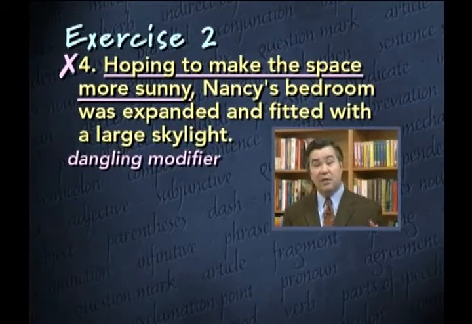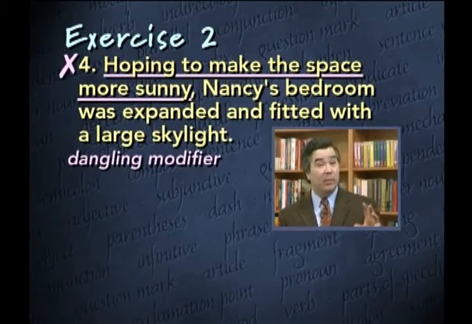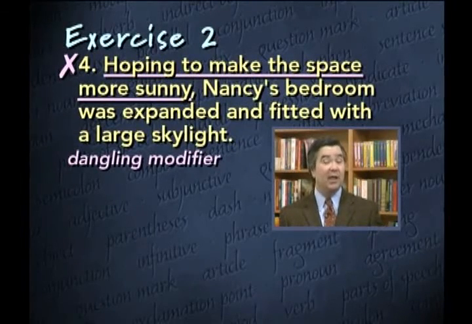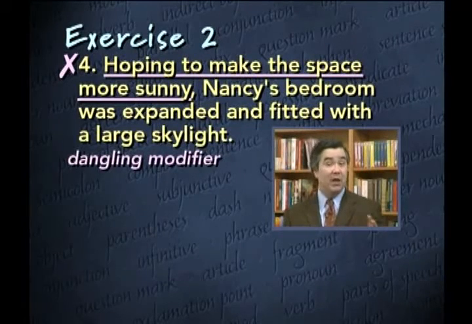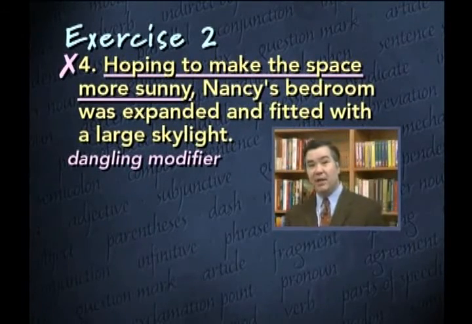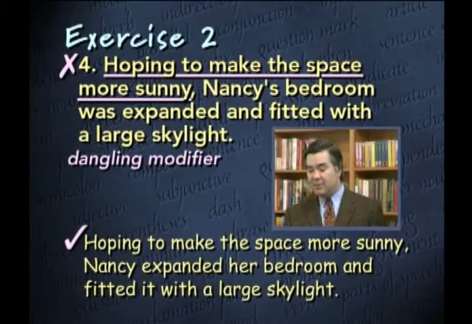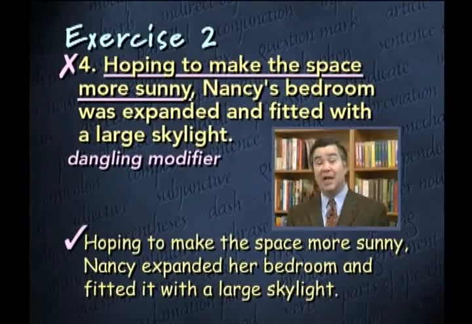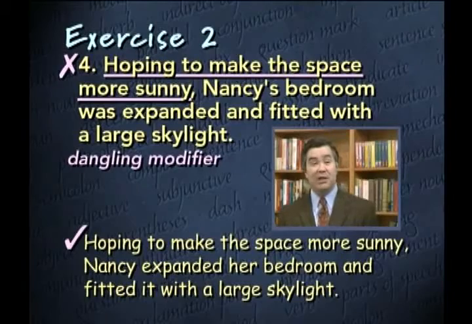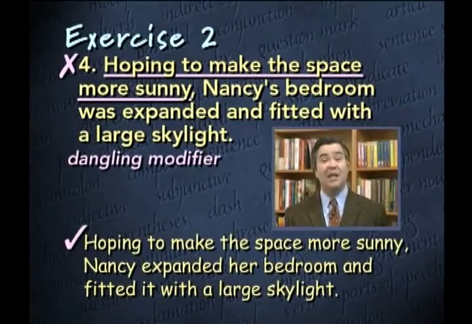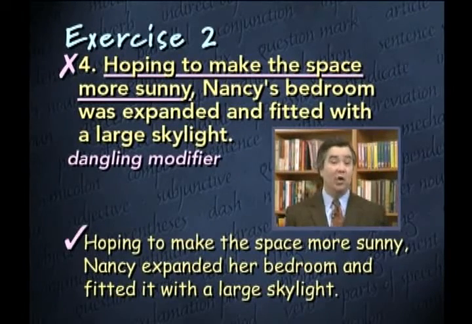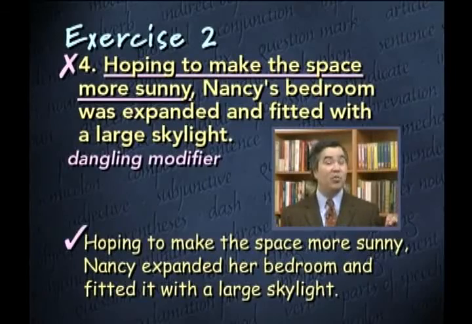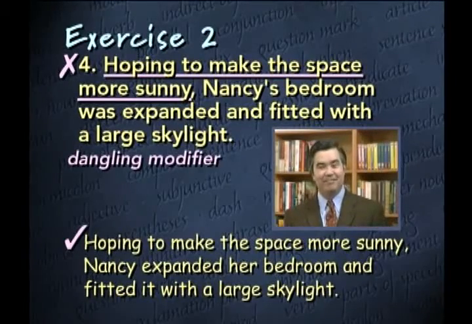So you would need to rewrite this sentence so that what follows the modifying phrase would be the person who is hoping to make the space more sunny, presumably Nancy. And there's more than one way that you might rewrite the sentence, but one correct way to do it would be to make it read as follows. Hoping to make the space more sunny, Nancy expanded her bedroom and fitted it with a large skylight. That would correct the problem because it keeps the modifying phrase in place but follows it immediately with Nancy, which makes it clear who was doing the hoping. It puts the modifying phrase right next to the word it modifies.